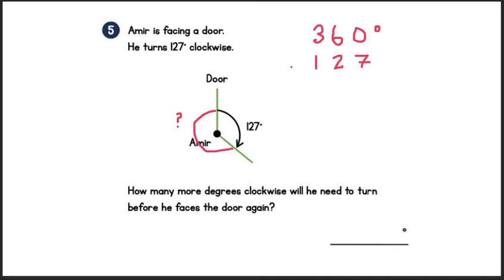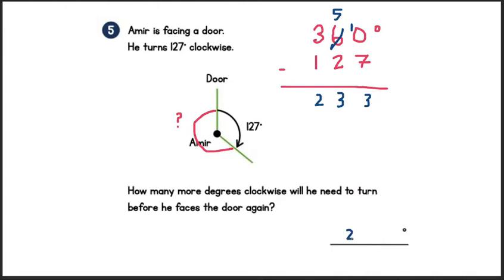I'm just going to use column subtraction. So 0 take away 7, I'm unable to do so, I'm going to have to regroup. 10 take away 7 is 3. 5 take away 2 is 3. And 3 take away 1 is 2. So I know that this missing angle here is 233 degrees.